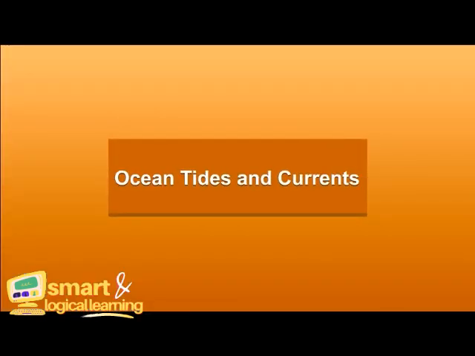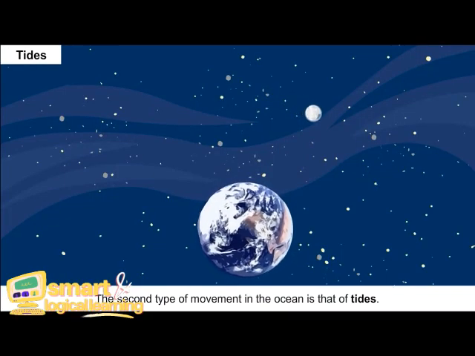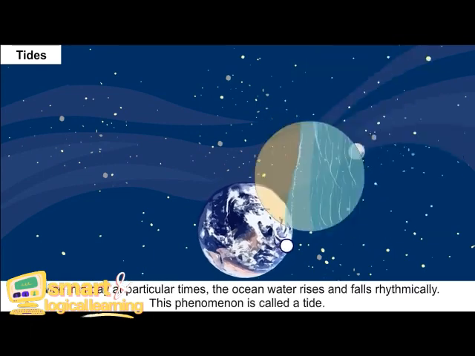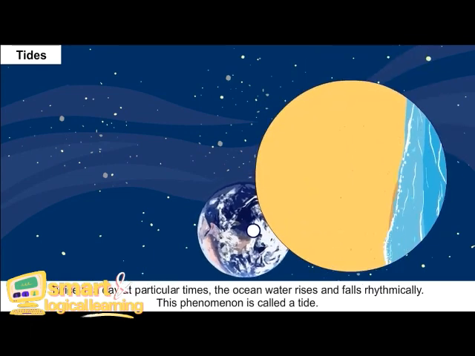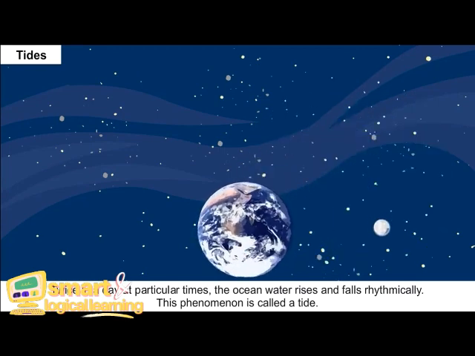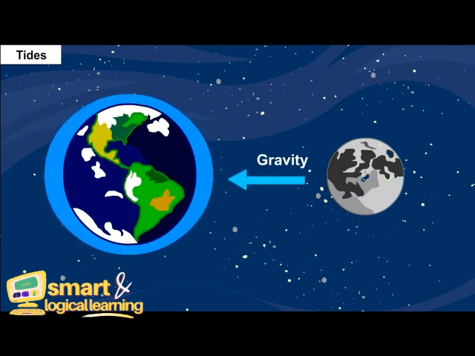Ocean tides and currents. Tides. The second type of movement in the ocean is that of tides. Twice in a day at particular times, the ocean water rises and falls rhythmically. This phenomenon is called a tide. This happens mainly because the sun and moon exert strong gravitational pull on the water on the Earth's surface.